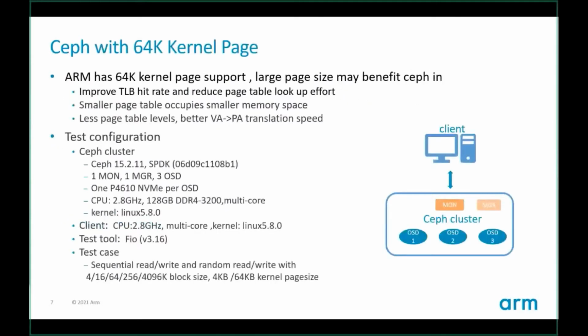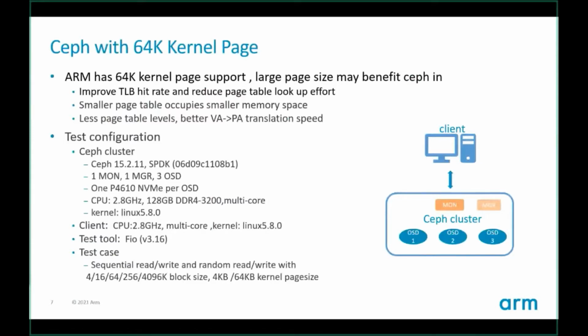We also enabled and benchmarked Ceph on 64 KB kernel page. Because Arm has 64 KB kernel page support, a large page has some benefits compared with a small page. On Arm platforms compared with 4K, a 64K page system removes one level of page table, which brings faster TLB lookup. Besides, it can improve TLB hit rate, for each entry can trace a larger memory region.